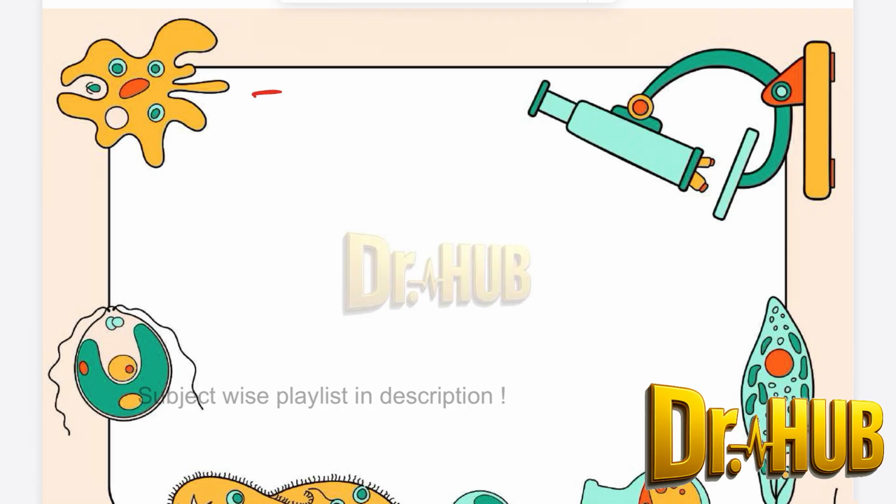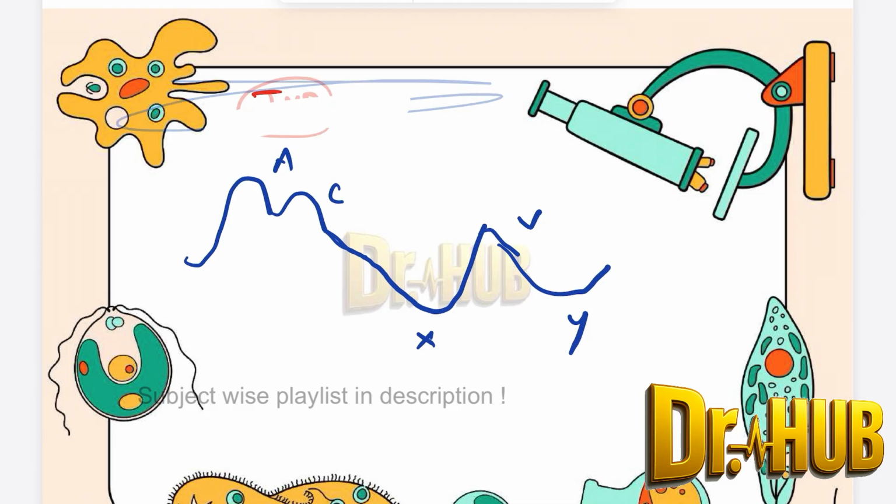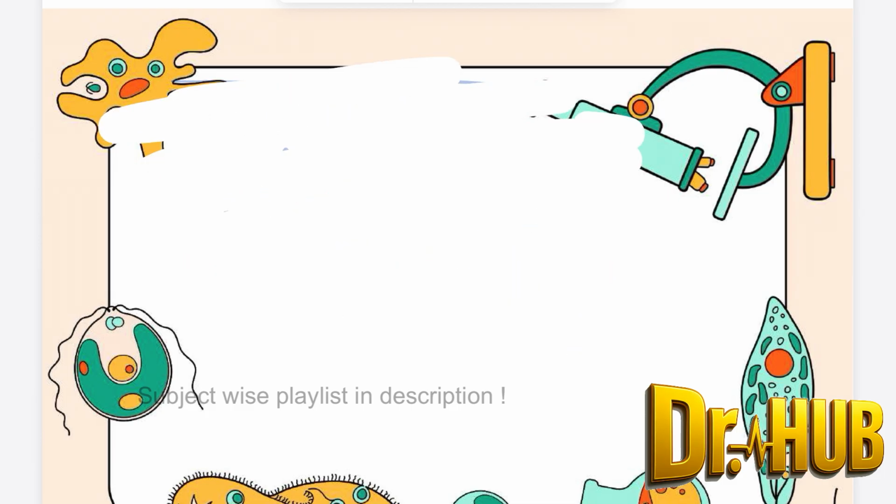Now let's look at the JVP and some deformities. JVP, as we know, stands for the jugular venous pressure, and let's look at its waveform. First we have the A wave, followed by the C wave, then the X descent, then the V wave, then comes the Y descent. So this is roughly how the JVP looks. Now let's understand each wave and its corresponding abnormalities.